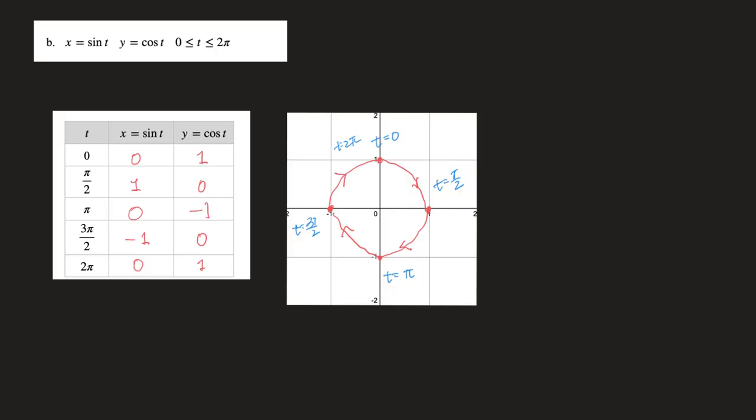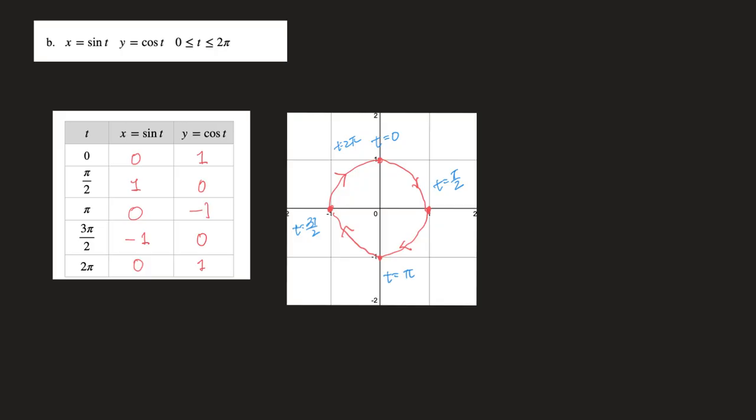So what do you notice about the graph, guys? This is also a circle. What is the difference from the previous one? This is clockwise direction. So two different parametric equations represent two different curves. One is counterclockwise, the other is clockwise. So clearly they give the direction of movement.